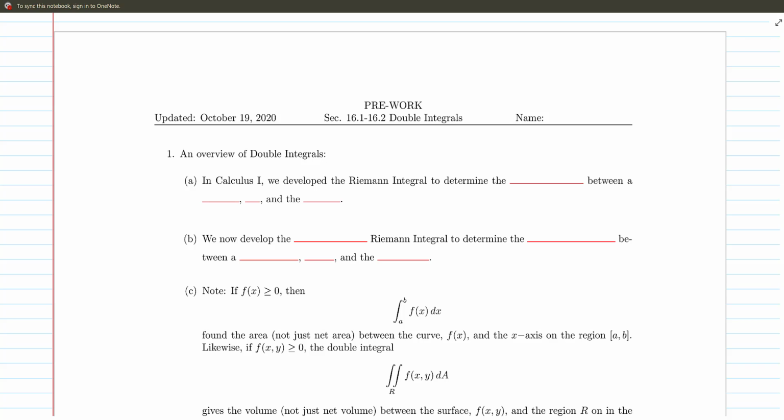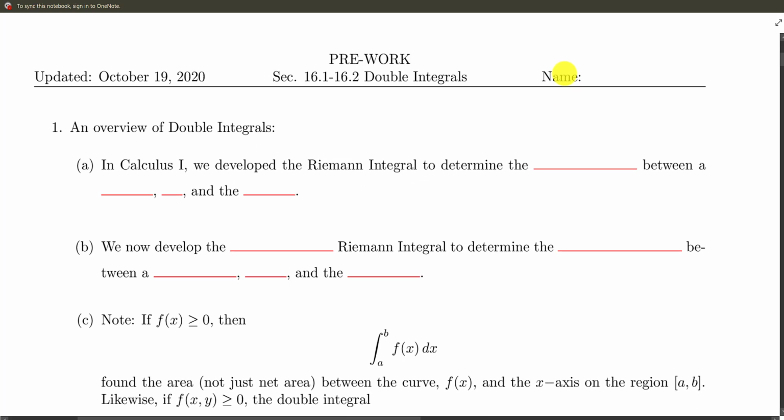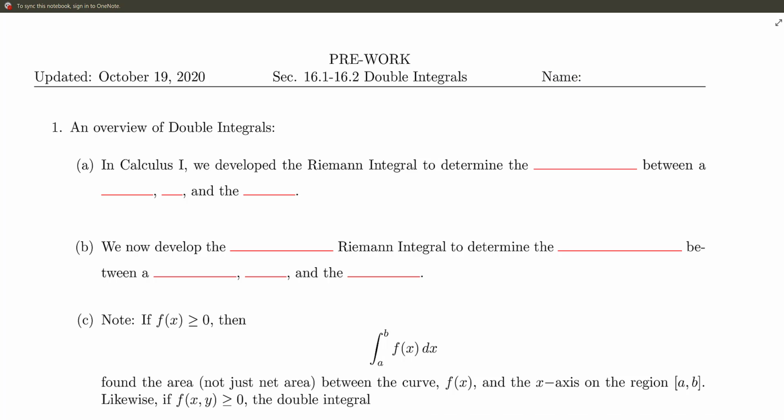Hi folks, welcome to this pre-work video in which we're getting ready to introduce the idea of a double integral in class. A lot of the ideas that I'm going to show here in this video are just meant to be an overview, and we'll be developing them a little bit more carefully in our regular class. But I wanted to go ahead and expose you to these ideas now.